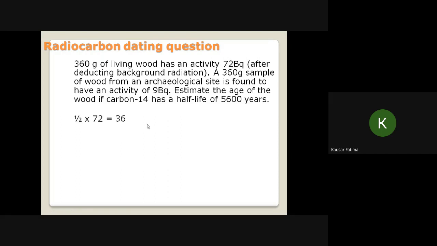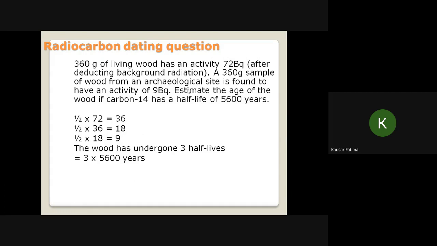After one half-life, the radiation will remain 36. Half of 72 is 36. Another half-life, second half-life: half of 36 is 18, and after 18, 9. So it means 1, 2, 3 half-lives have passed. One half-life is 5,600 years, so 3 half-lives is this.